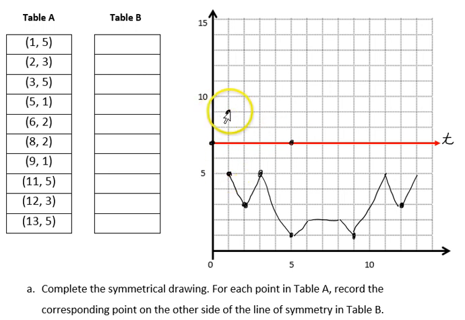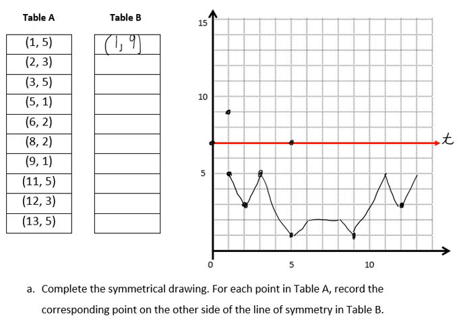So I would say that these points are symmetrical across this line. Now I need to write the ordered pair for this corresponding point. So if I look, I moved over 1, and this time I moved up 9. So the corresponding point has an x coordinate of 1 and a y coordinate of 9.